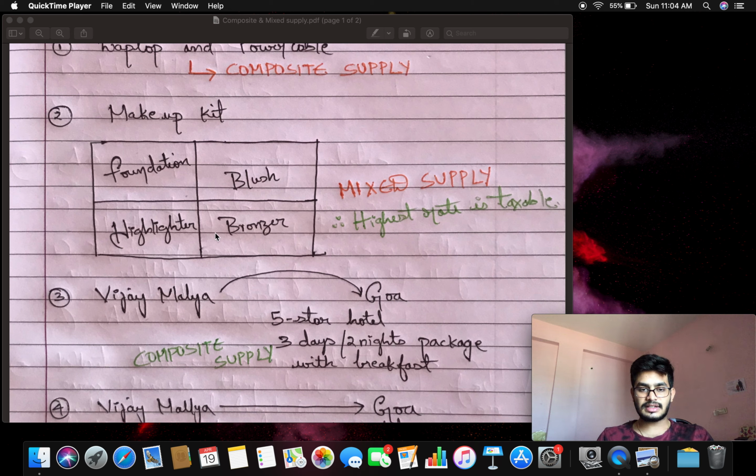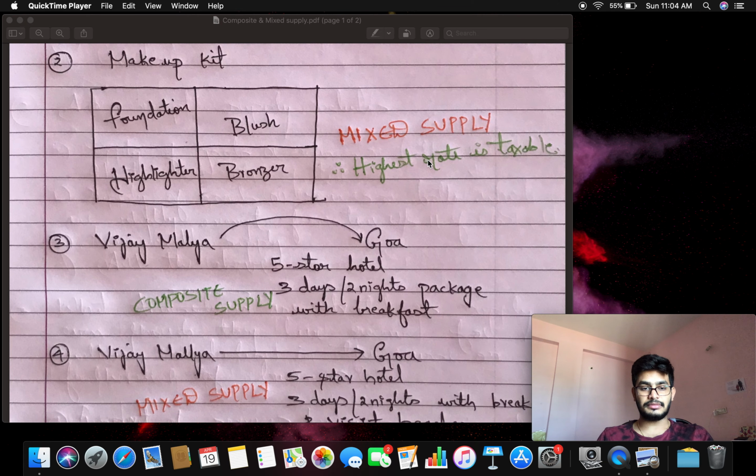The total set costs around 2000 rupees. What rate is taxable on 2000 rupees? The highest rate. What is the highest rate? 28% for blush. Total 28% is taxable on the 2000 rupees. It is nothing but a mixed supply.